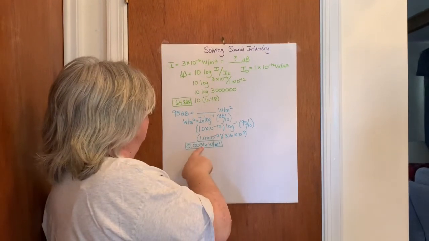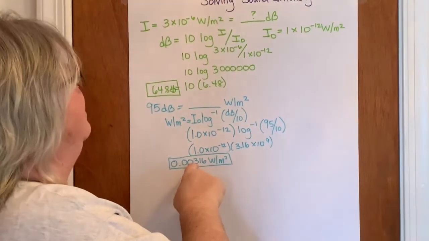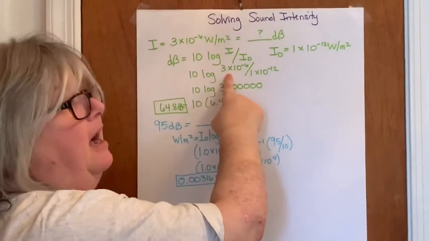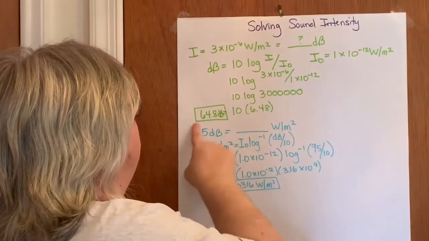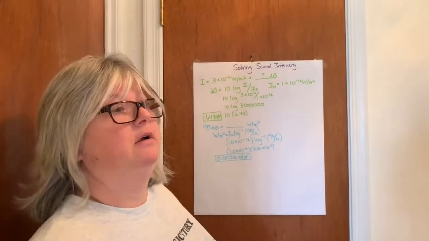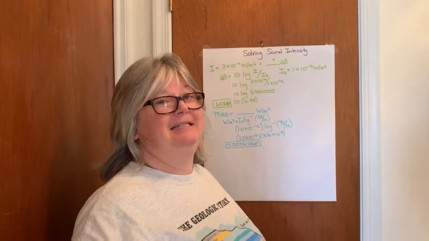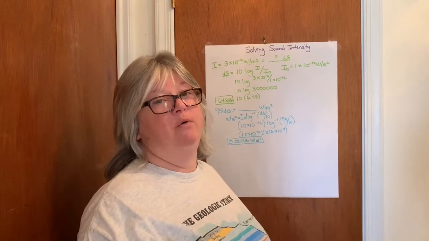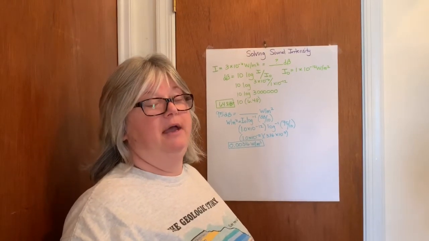I still have a low number of watts per meter squared, but I am three decimal places higher, so that's 1,000 times greater, and I'm at 95 decibels. So it's a logarithmic scale, meaning 20 is 10 times more powerful than 10. 30 is 100 times more powerful than 10. 40 would be 1,000.